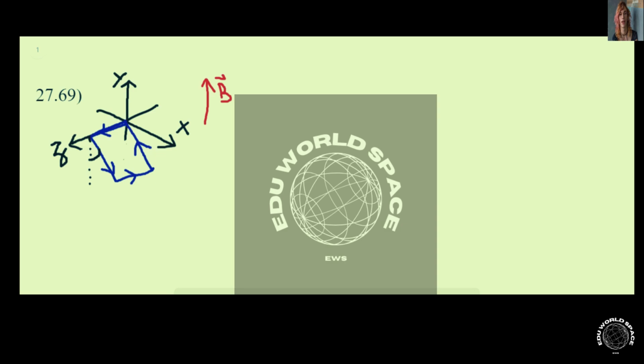The magnetic field is causing the loop of wire to be pushed outwards, and you're asked how strong this magnetic field has to be for this angle with the y-axis to eventually be 30 degrees. Okay, so that's the problem.